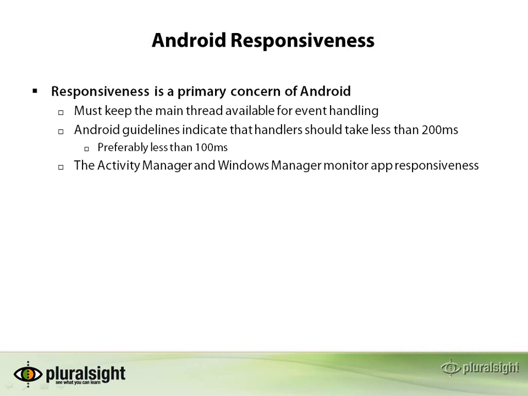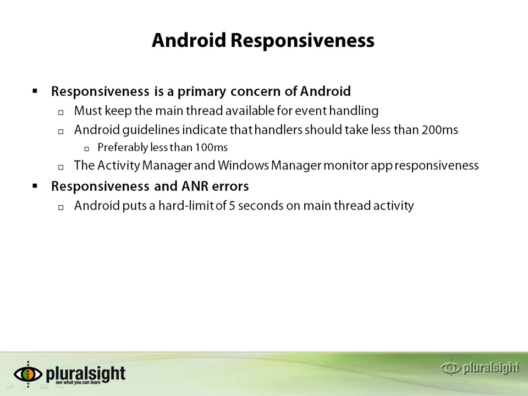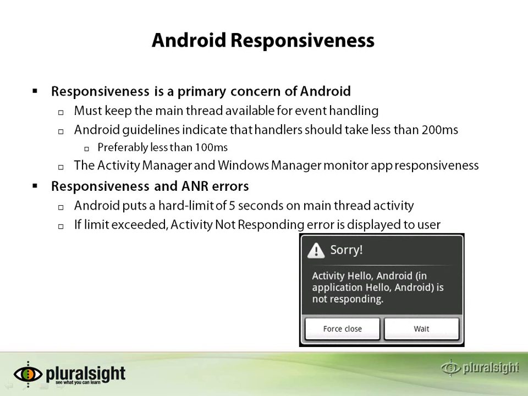So when it comes to responsiveness, Android takes a lot of responsibility for that. It's very important to the Android platform. So much so that not only is it a guideline for us to not spend too much time doing work on that main thread, but the operating system is really going to enforce it for us. There is something called the Activity Manager and the Windows Manager, whose job it is to monitor what your main thread is doing. If your main thread is tied up for more than 5 seconds, it throws what we call an ANR error, an application not responding error, and basically gives the user an opportunity to kill your application. And of course, we don't want the users killing our application, so we don't want to see these ANR errors.